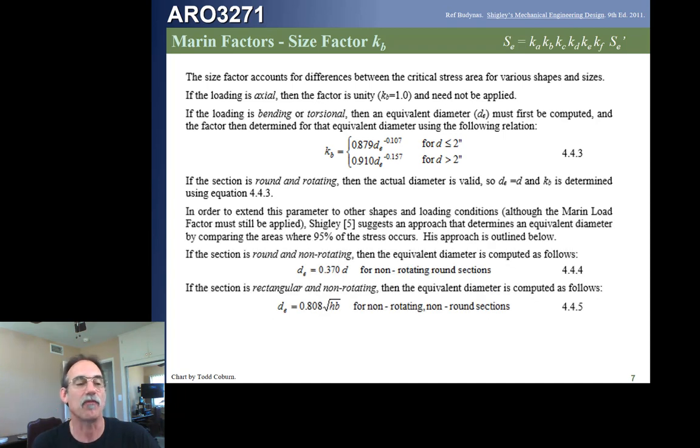Now this is just an excerpt from your handbook. The first part of this is just a repeat of what we saw on the other slide. So if you roll down a little bit, we're going to see that if we have a round and non-rotating part, we're going to use equation 444. Now it may not still be the same equation number in your handbook, but basically D sub E equals 0.37D. And if it's rectangular and non-rotating, we're going to use that next equation, 0.808 square root of HB, where H is the height and B is the width of the part. Got it? What if we have a more complicated section? That brings us to the next slide.